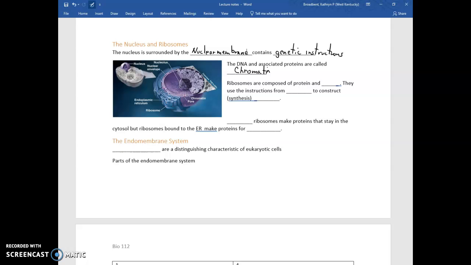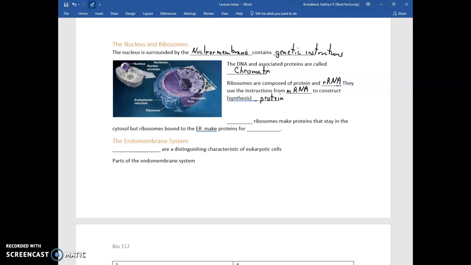Ribosomes are composed of protein and rRNA, the special type of RNA, and they use instructions from mRNA, that's messenger RNA, to construct or synthesize proteins. And as we said before, almost everything in the cell is made of protein. At least a lot of the cell is made of protein.